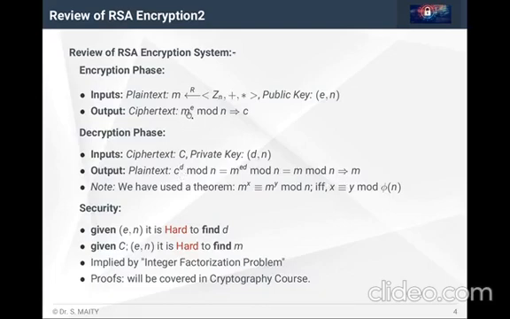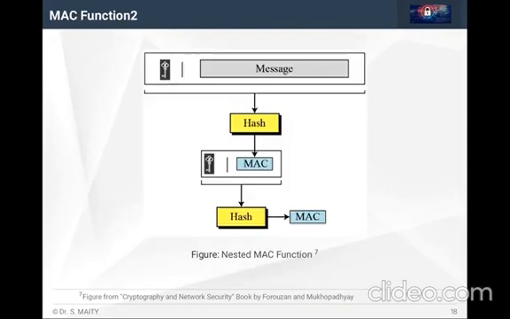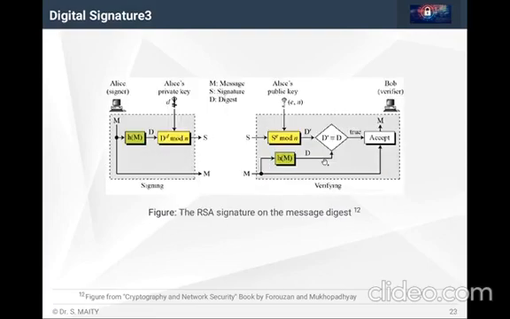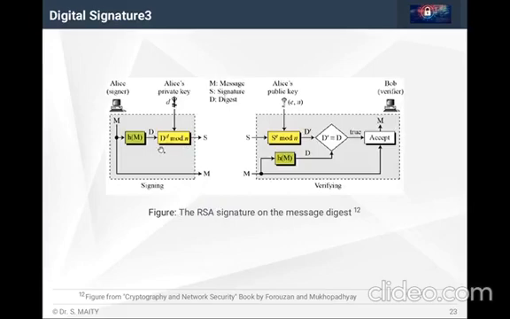So M to the power e, where M is the message, C is the ciphertext, e is the public key, and d is the private key. M to the power e is encryption, C to the power d is decryption. So here, as we have said, we are as if encrypting the digest of the message, encrypting with the sender's private key. So exactly that thing we are doing.